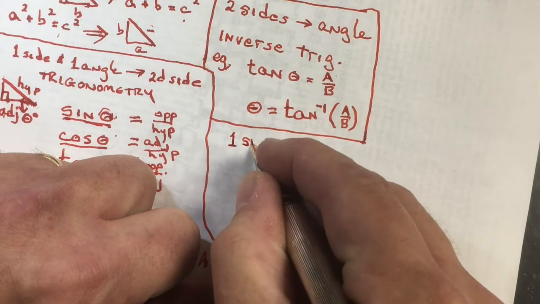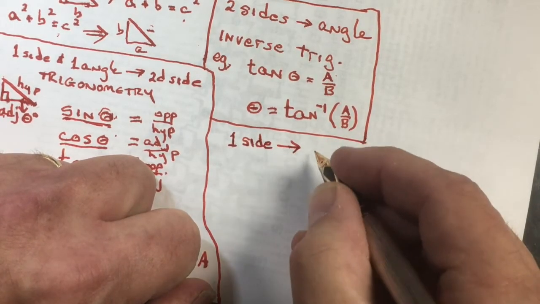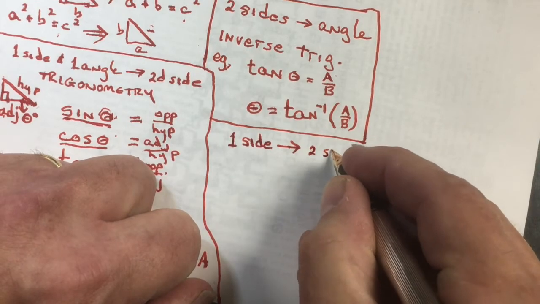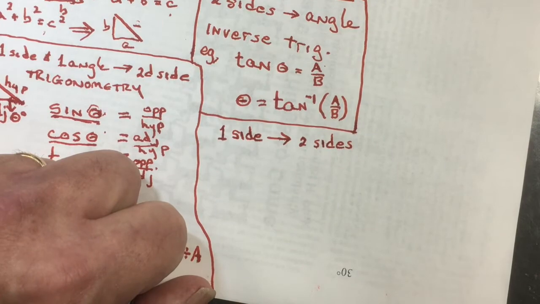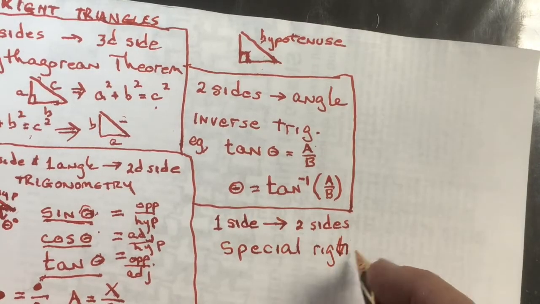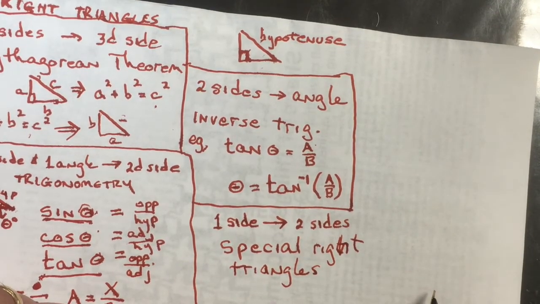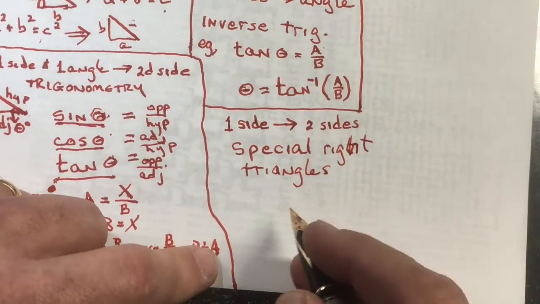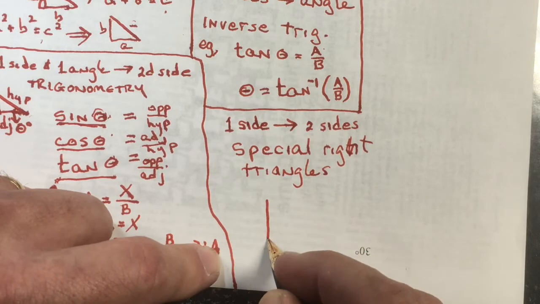There are some special cases, where I can give you one thing and ask you to find the two other sides. That can only happen with special right triangles. A lot of you will look at these triangles and say, oh, well, that must be a 30-60-90. You don't know that unless it says so.